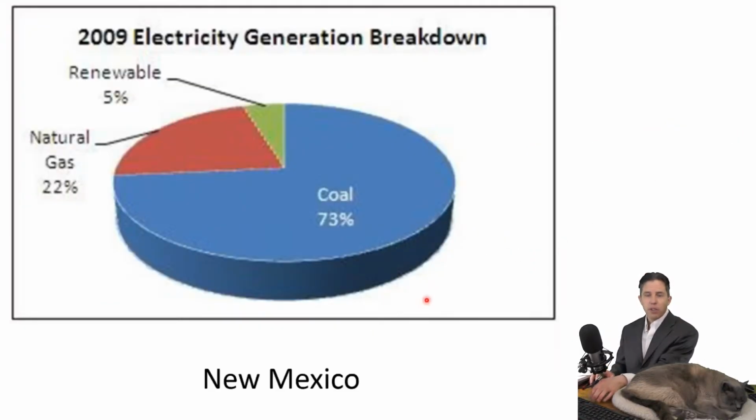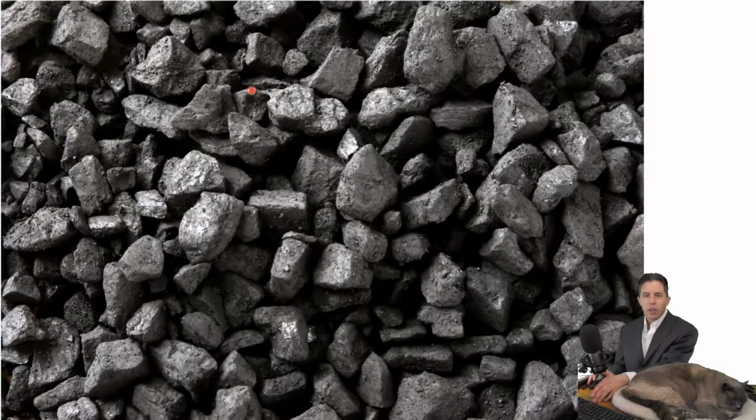Now, in New Mexico, that's kind of a crappy graphic, but it's the only one I got. About 3/4 of all the electricity in New Mexico is from burning coal, and almost all the rest is from natural gas. And we're starting to see a little bit of renewables. Since this slide was made in 2009, renewables has gone up a little bit, but it's still pretty low. So let's talk about coal.